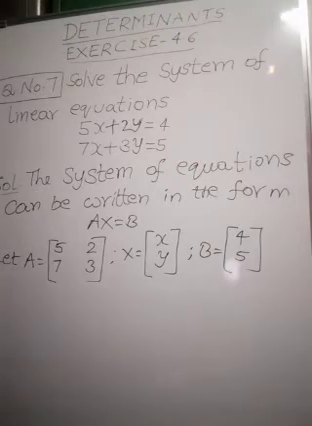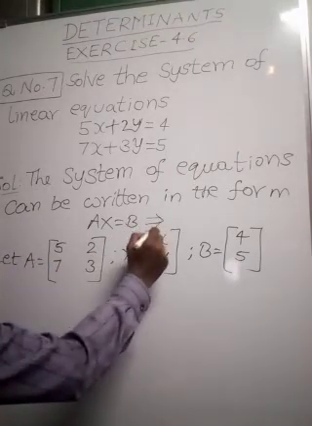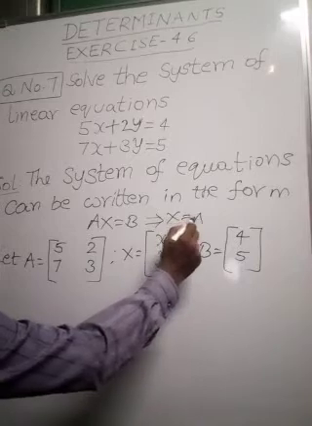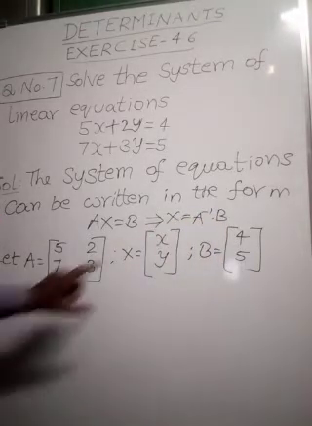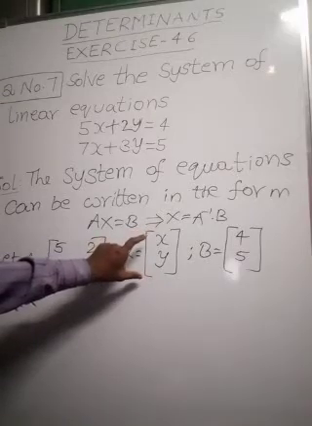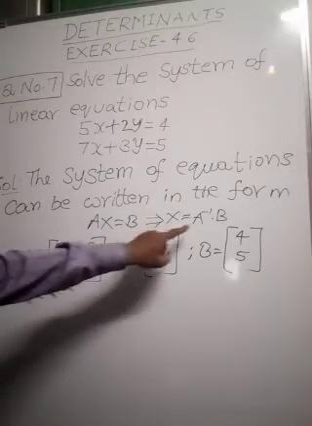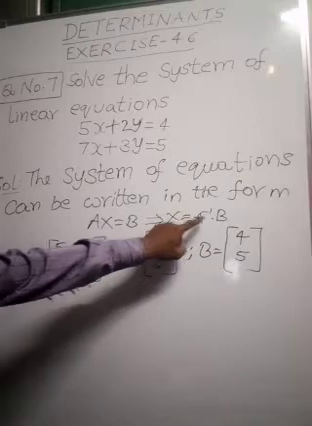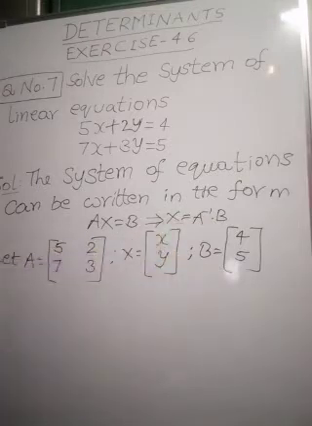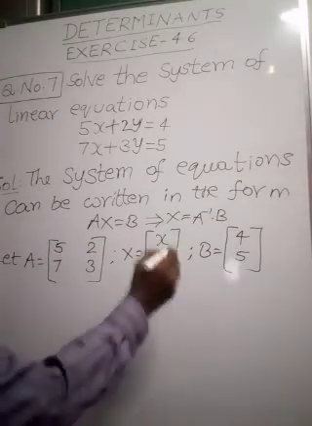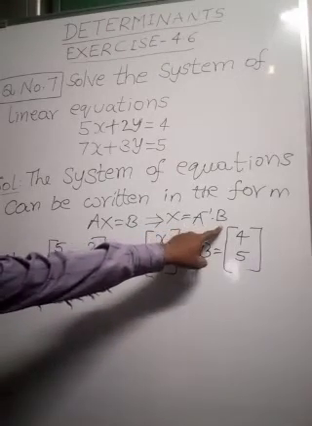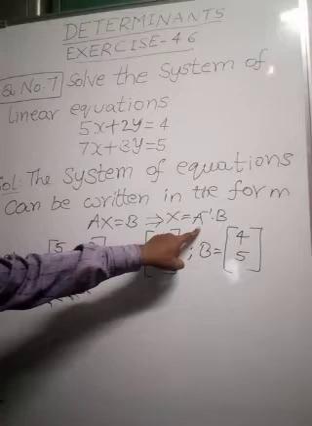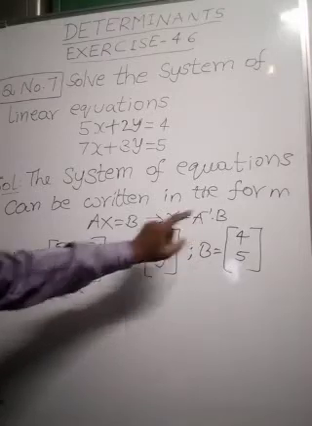After that, we have to find X. X is equal to A inverse into B. We are finding the matrix X. How can you find matrix X? We have to multiply the A inverse and B matrices. How many matrices are there? Two matrices. A inverse is one matrix and B is another matrix. Do you know the A inverse matrix? You don't know. We have to find it.